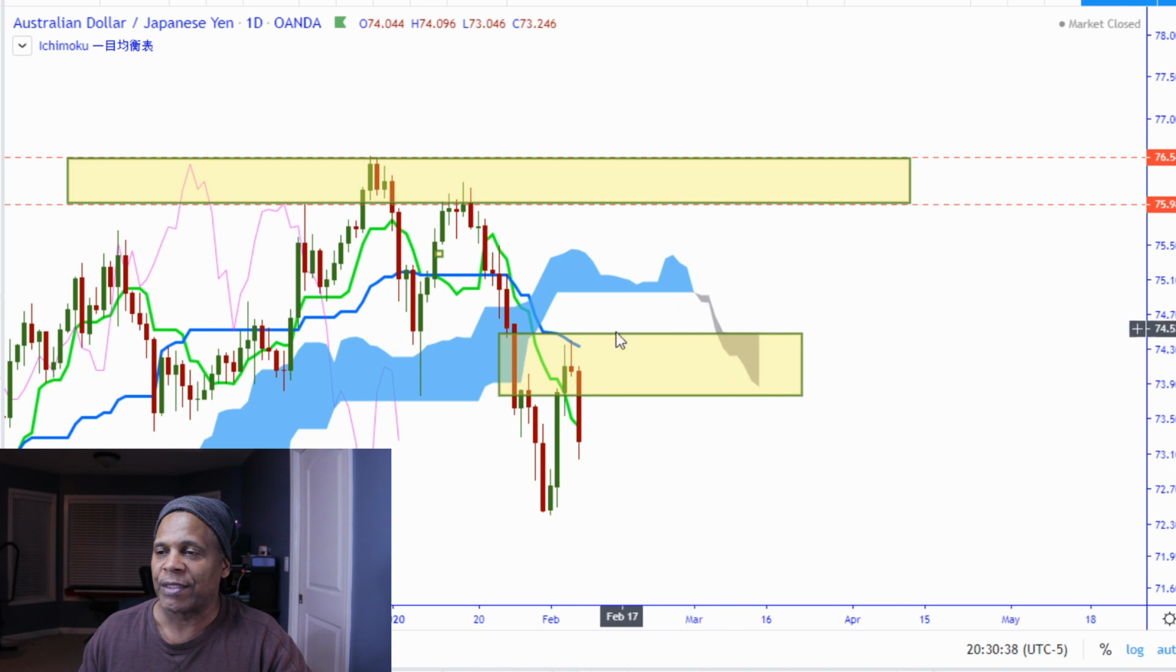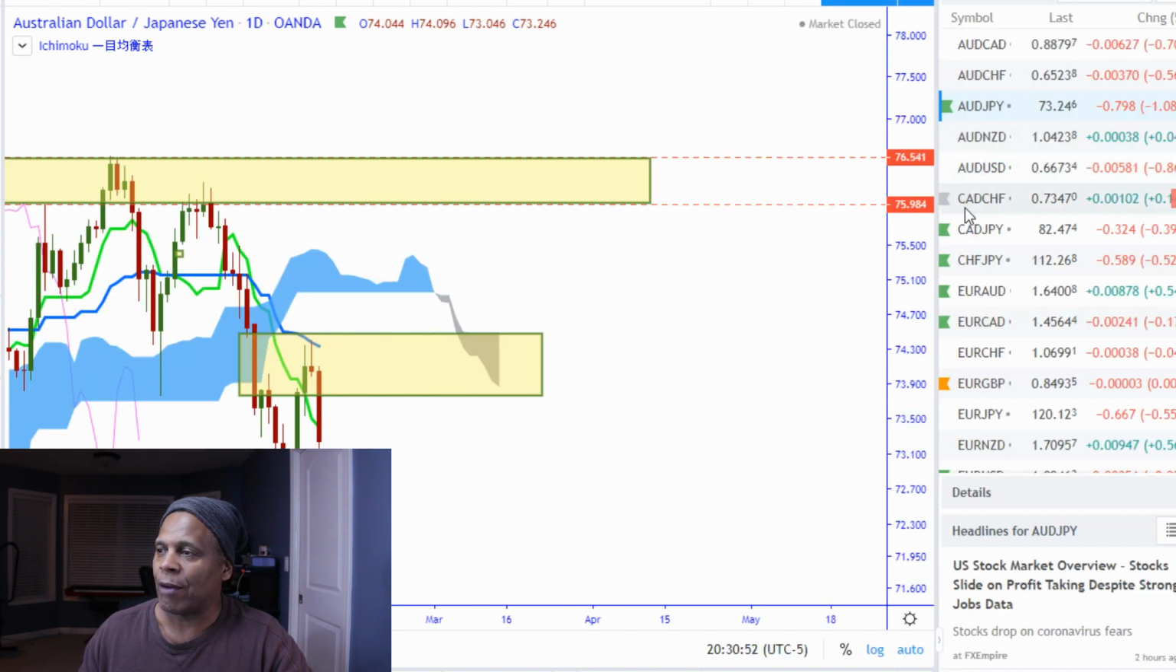Now, the one thing is, you also had a level where the market bounced off of Kijun-sen right here. Even though I had this zone right here, I also had a Kijun-sen bounce. So the zone was important, but I also had that Kijun-sen bounce too. All right. So that's how important these levels are.